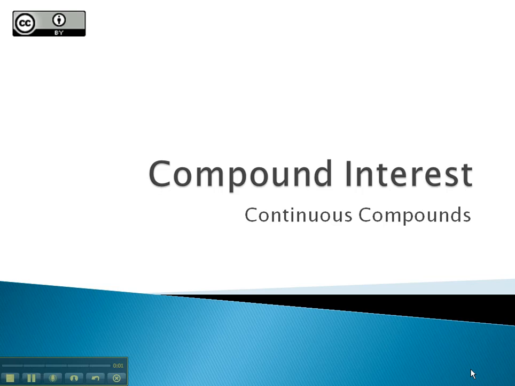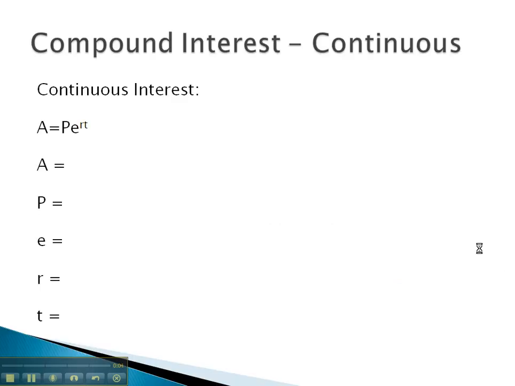In this video, we will look at finding compound interest when we have continuous compounds. What continuous interest means is we have an infinite number of compounds. In other words, the interest is being constantly paid into the account. When we see the phrase continuous interest, we'll use the formula A equals Pe to the rt in order to calculate the final amount.